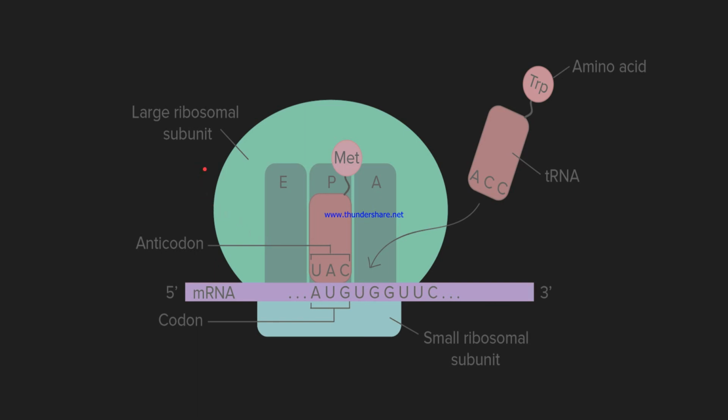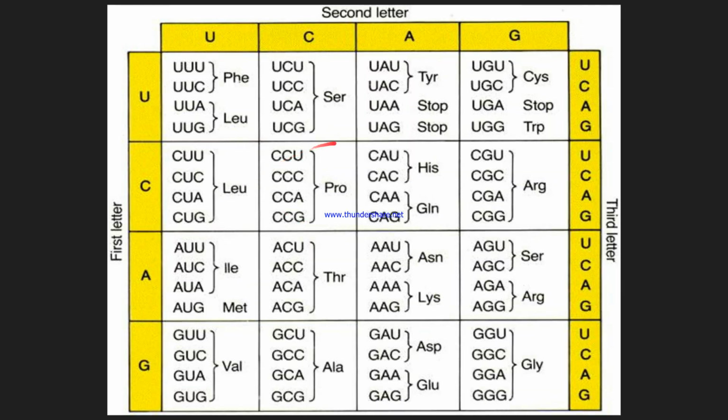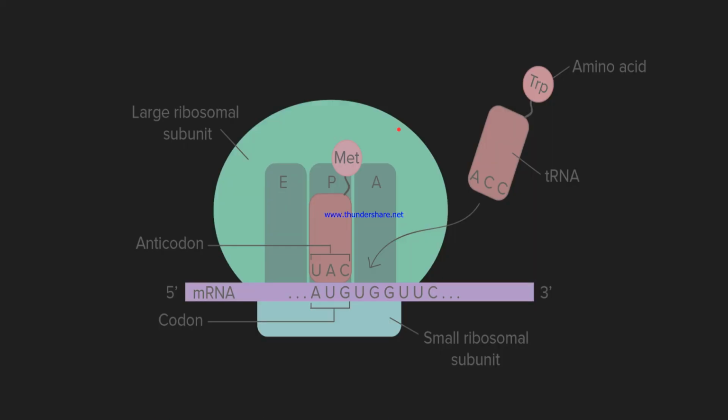This process continues until a codon in the mRNA has one of these stop codes. So when we get a stop code, this is going to stop. And after this happens, translation is complete. And we get a chain of amino acids known as a polypeptide or a protein.